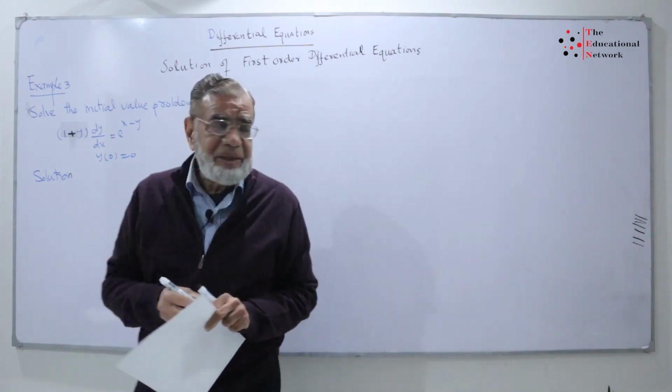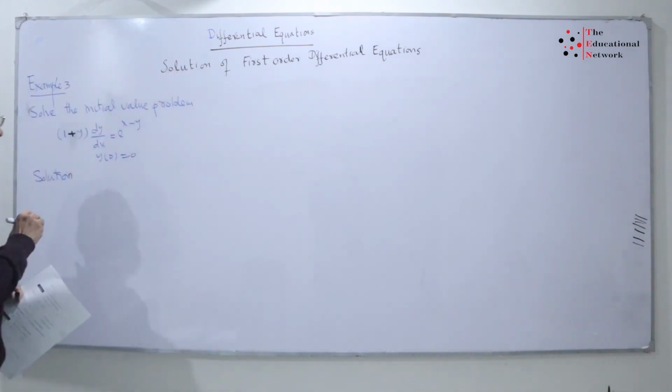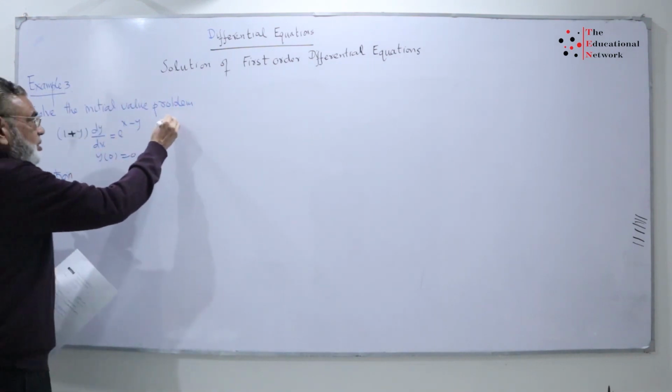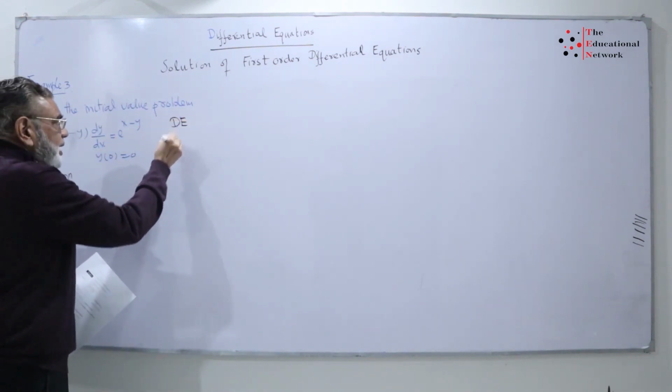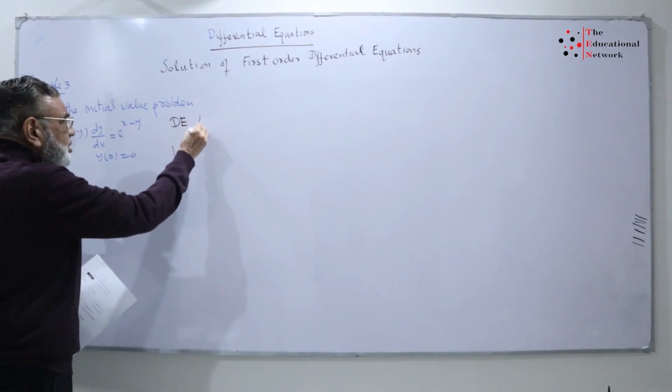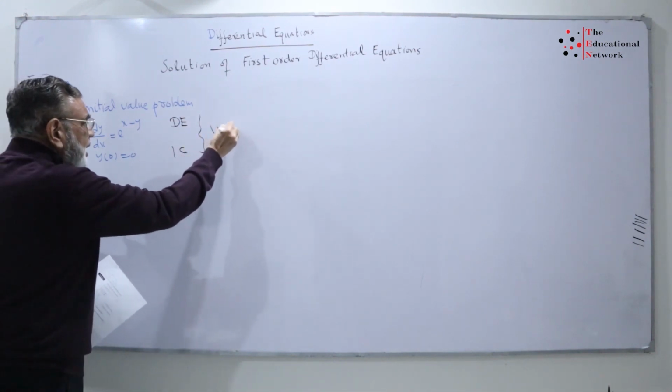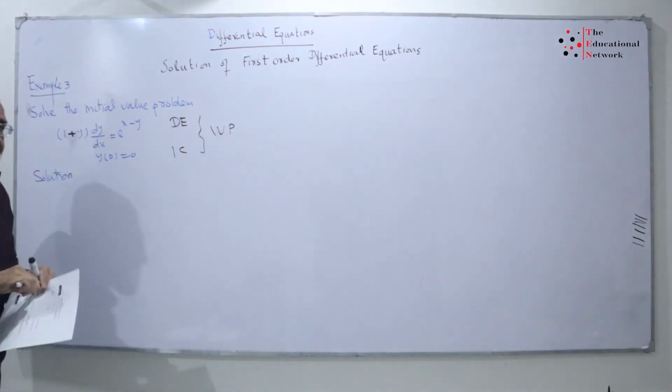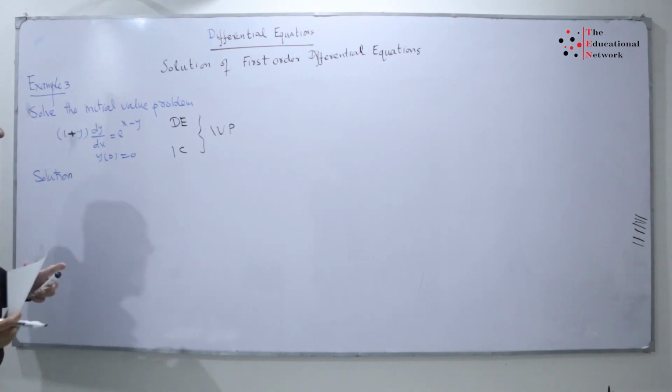So we are going to discuss this example. We have an initial value problem. We have the differential equation and we have the initial condition. So this makes an initial value problem. And when we solve it, the solution of the initial value problem will be a particular solution.